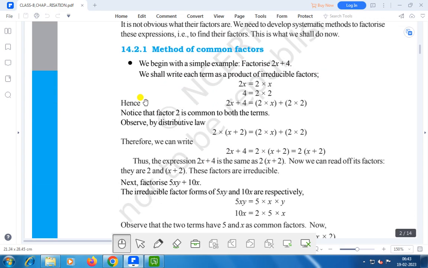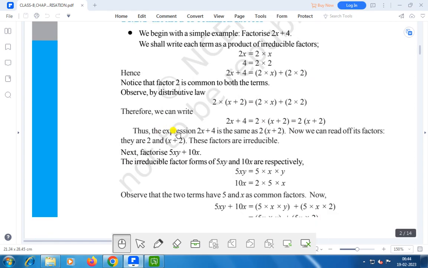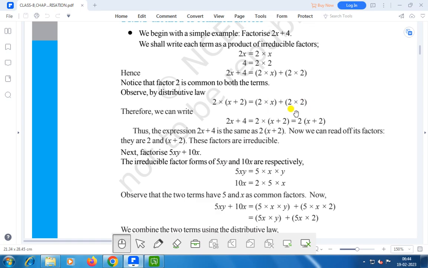The method of common factors. We begin with a simple example. Factorize 2x plus 4. We shall write each term as a product of irreducible factors. 2x equals 2 into x, 4 equals 2 into 2, so 2x plus 4 is 2 into x plus 2 into 2. Notice the factor 2 is common to both the terms. Observe by distributive law, 2 into x plus 2 into 2 is equal to 2 into x plus 2. Therefore, we can write 2x plus 4 as 2 into x plus 2.